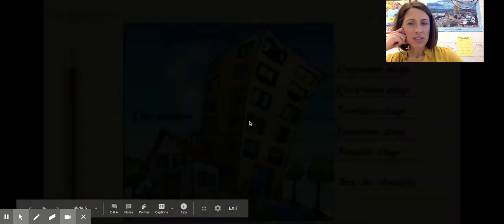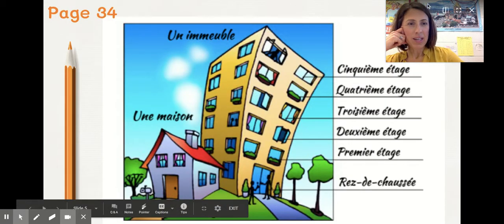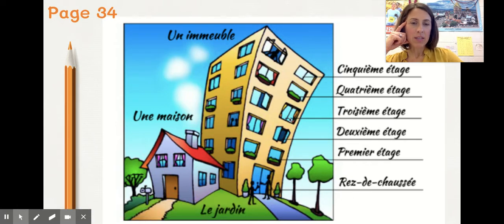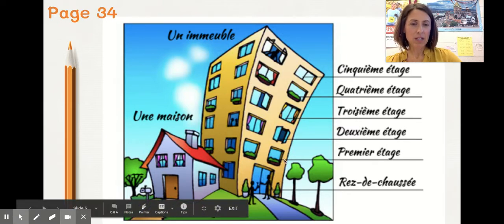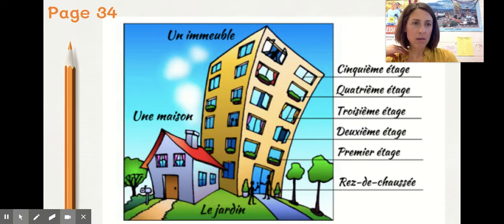Okay? So if you look at this one, un immeuble, a building, for example, un appartement, at the bottom where you enter, you have le rez-de-chaussée, le premier étage, le deuxième étage, le troisième étage, le quatrième étage, le cinquième étage. Now, cinquième étage, fifth floor, but if I were to count this building American style, I'd be like first floor, second floor, third, fourth, fifth, sixth. So what to us seems like the sixth floor, to them is le cinquième étage. Everything's kind of one floor off because of le rez-de-chaussée.